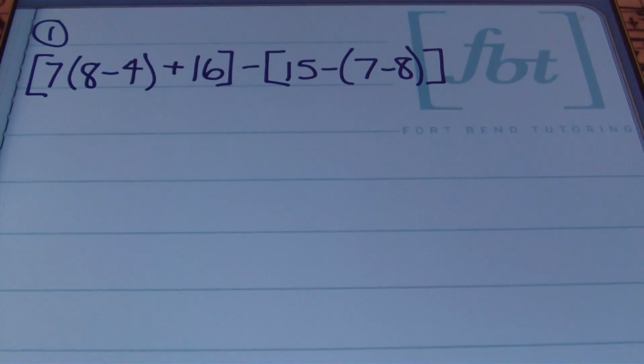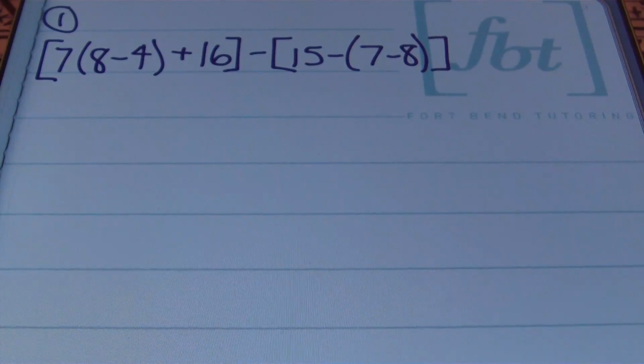In problem number 1, we have the quantity of 7 times the quantity of 8 minus 4, plus 16, minus the quantity of 15 minus the quantity of 7 minus 8. And for this video, I'm going to use the order of operations that I presented on the first page. So if you prefer a mnemonic, you go right ahead and use that. That's fine, as long as you're using it correctly.